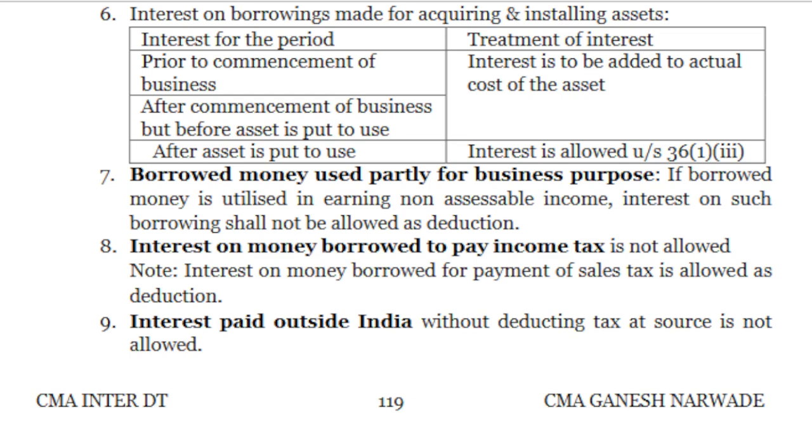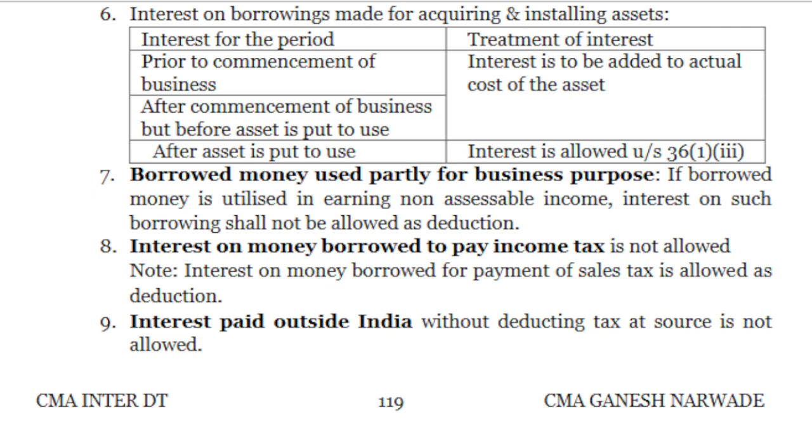But suppose you are paying interest on money borrowed for payment of GST. Here sales tax is written, for our practical understanding, GST. Or suppose it is customs duty, that means any indirect tax, then such interest is allowed as deduction. Interest on a loan taken to pay income tax is not allowed, but interest on a loan taken to pay GST, customs duty or any indirect tax is allowed as deduction.